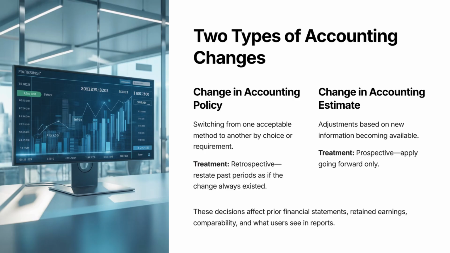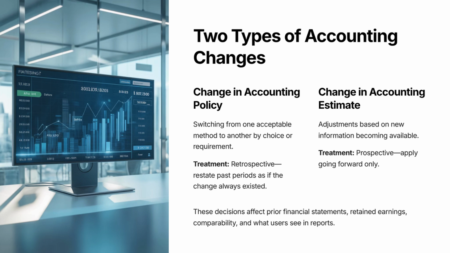In financial reporting, there are two types of accounting changes we're focusing on today: change in accounting policy and change in accounting estimate. These can be accounted for prospectively or retrospectively, and that decision really matters because it affects prior financial statements, retained earnings, comparability, and what users see. Prospective means going forward only, while retrospective means we restate past periods as if the change always existed.